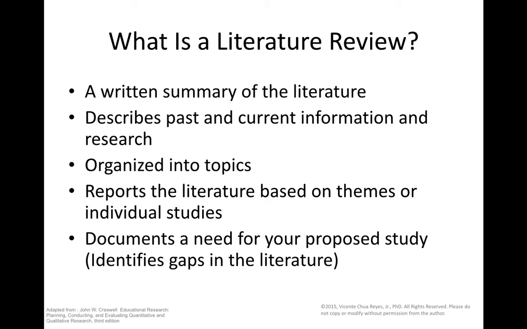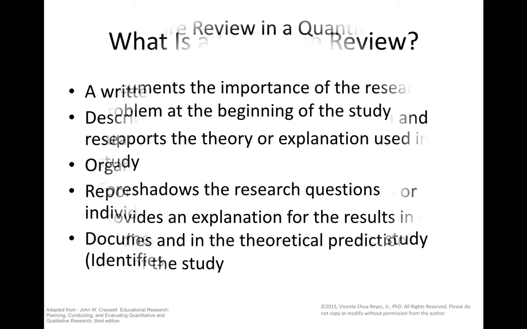What is a literature review? It is a written summary of the literature. It describes past and current information and research. It is usually organized into topics, and it reports the literature based on themes or individual studies. Most importantly, it documents a need for your proposed study. In other words, it identifies gaps in the literature that you are keen to address in your research project.